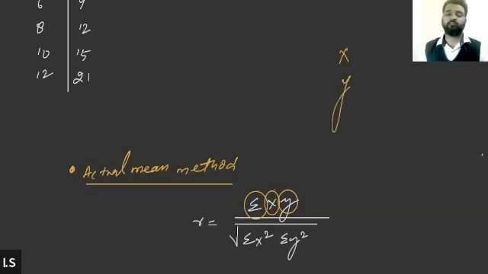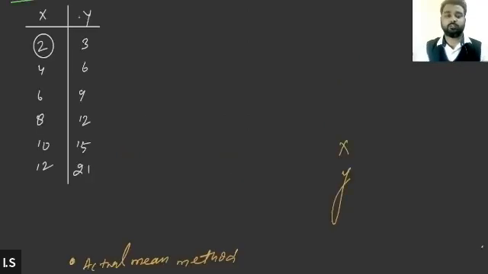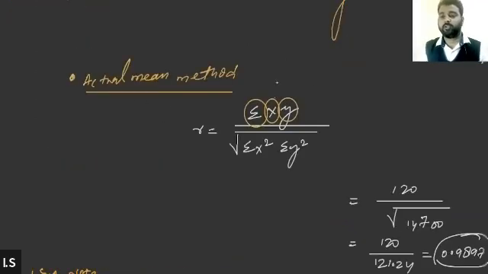Sir, why do we need to find out x and y since it is already given in the question? See, x and y is already given in the question, right? So is this x and this x the same, yes or no? Yes, sir. No, this is not the same. Here in the formula, x does not mean the item x and y does not mean the item y. X means deviation of x and y means deviation of y.